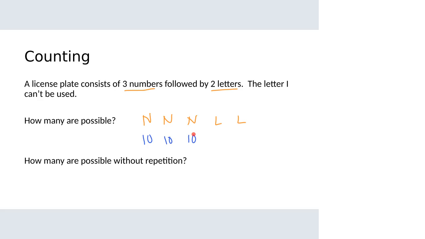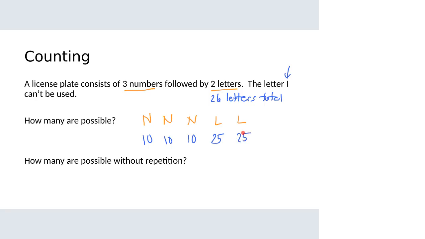Now, there are 26 letters in the alphabet that I would have to pick from. But this problem gave me a little bit of a condition and said the letter I can't be used. So, okay, I can't use I, so that means instead of 26 letters, I only have 25 to pick from. And I have the same 25 to pick from here.